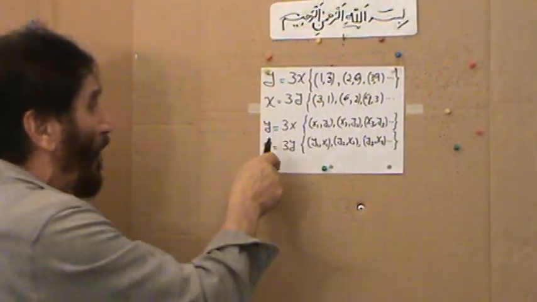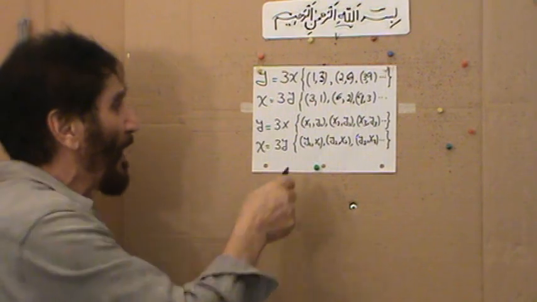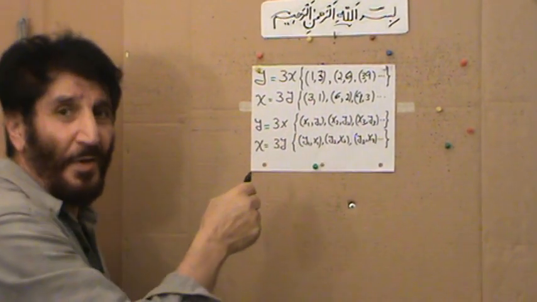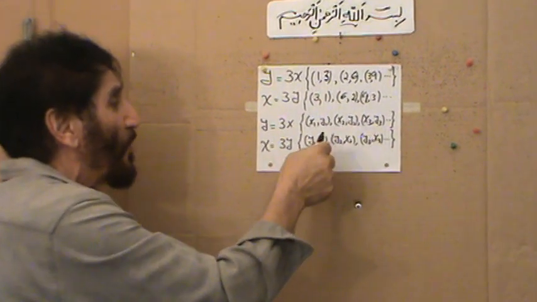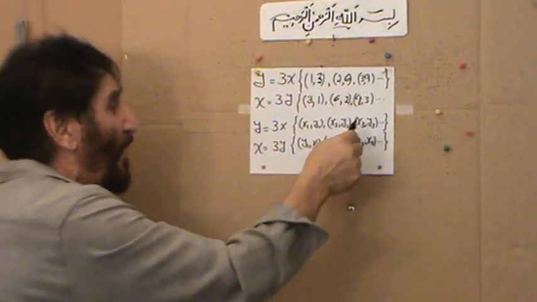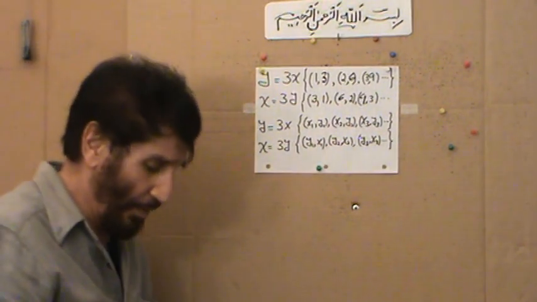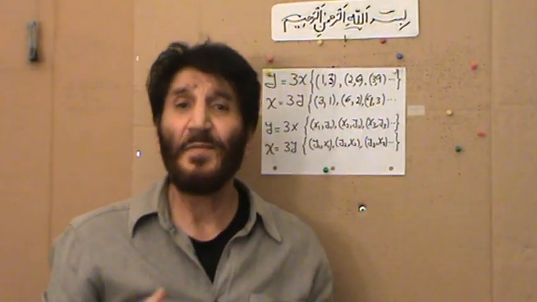Now I have generalized this one: (x1, y1) becomes (y1, x1). (x2, y2) becomes (y2, x2). (x3, y3) becomes (y3, x3), and so on and so forth. So what kind of clue is it giving to us?